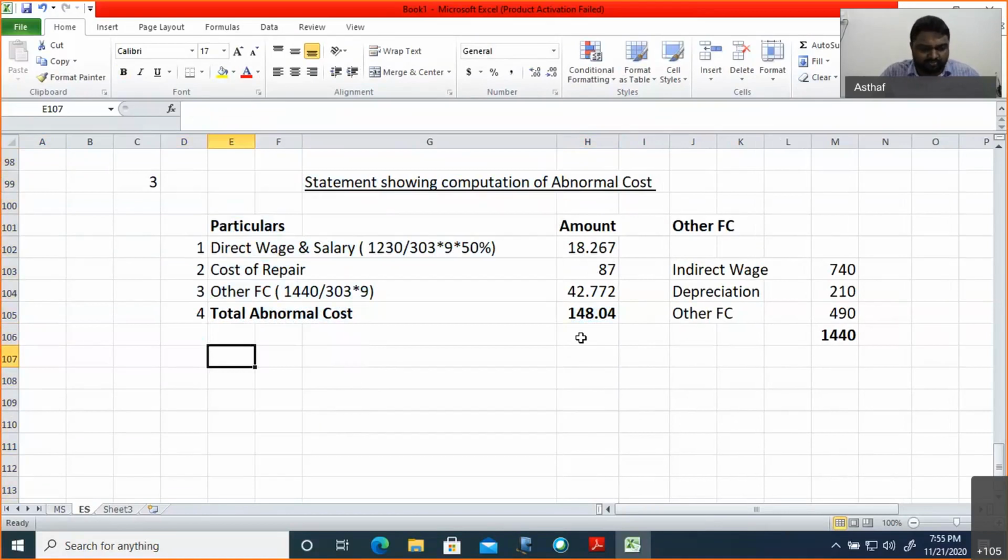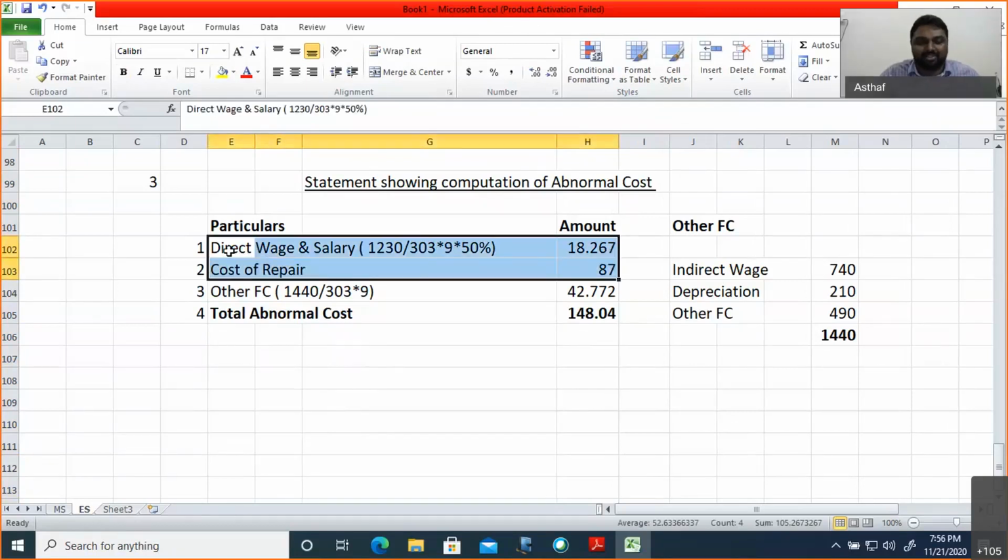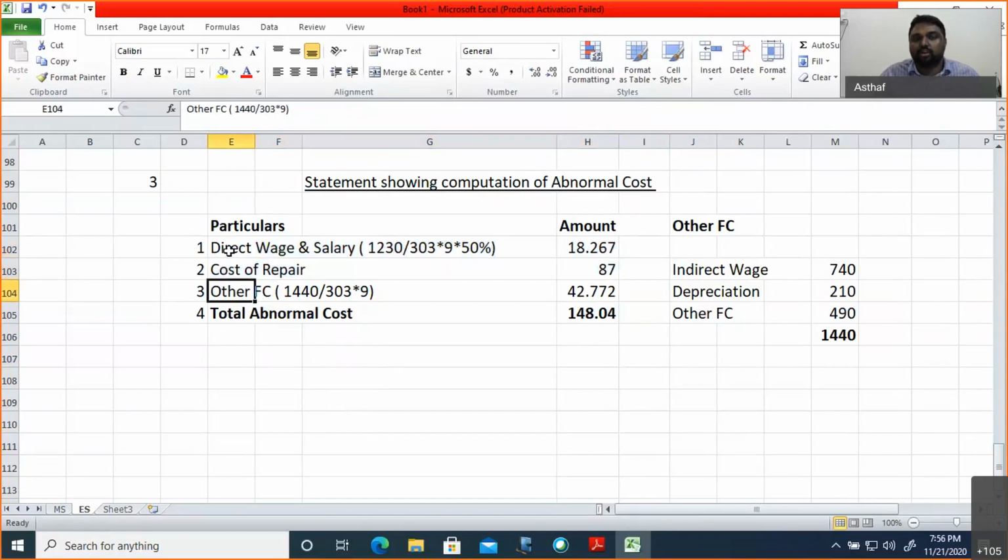Copy fast. Repair and wage we have already taken. Please note down, this is direct allocation. Repair and wage is direct allocation. Only the other expenses we do indirectly, because for those we have no direct allocation.